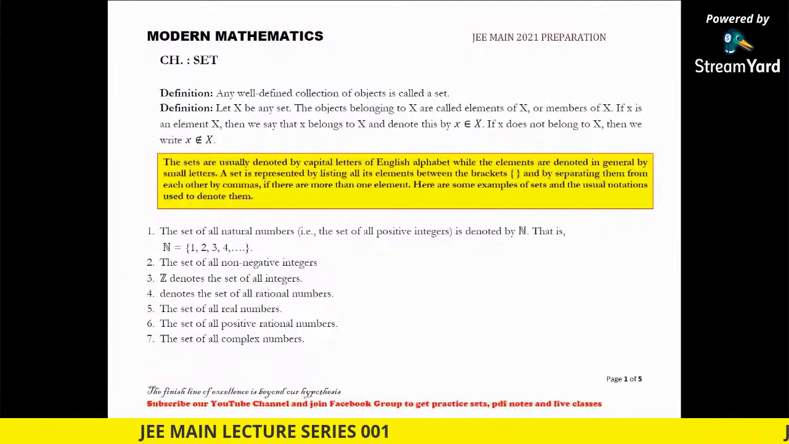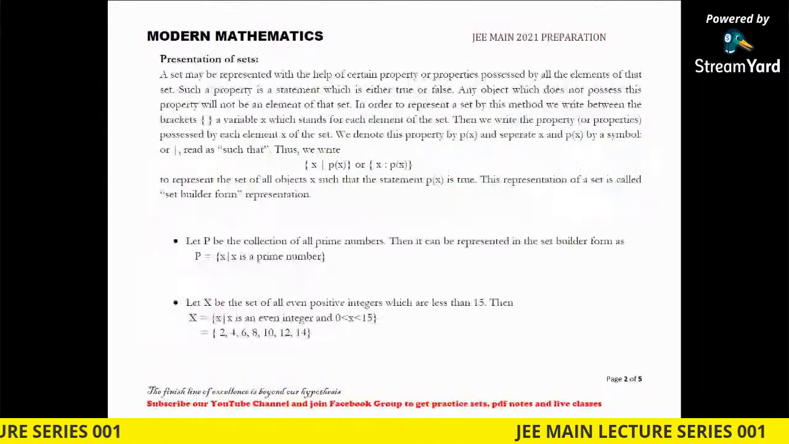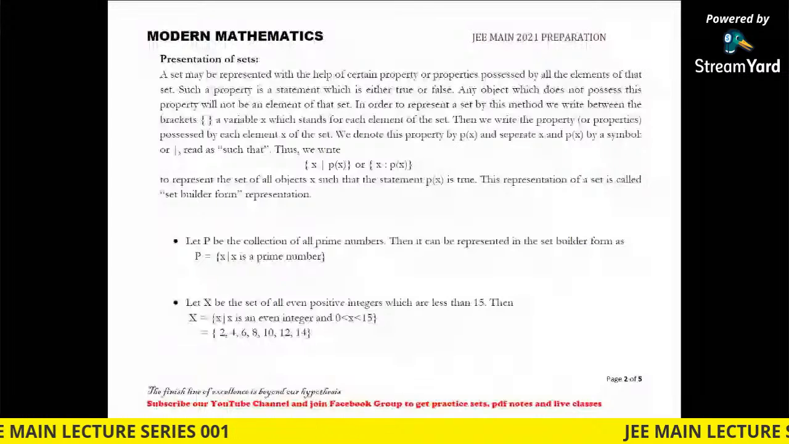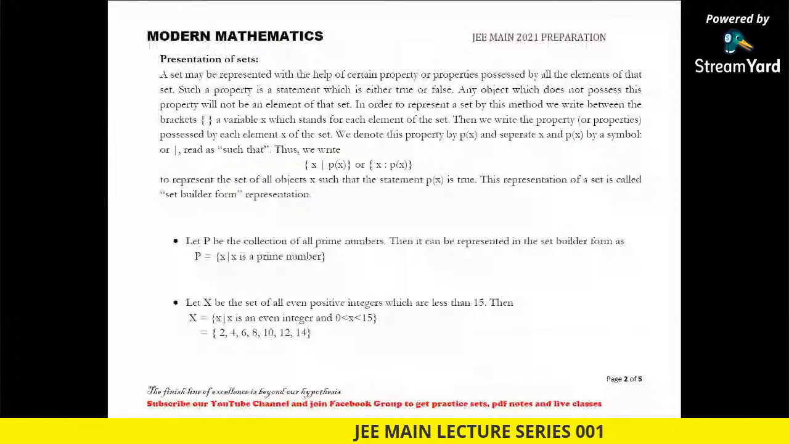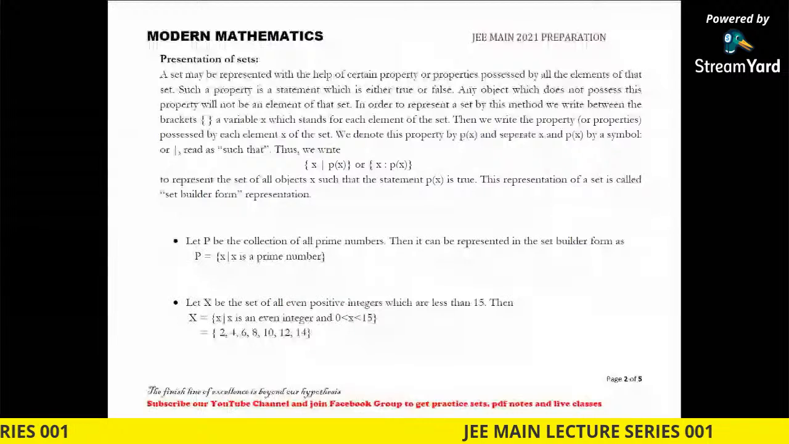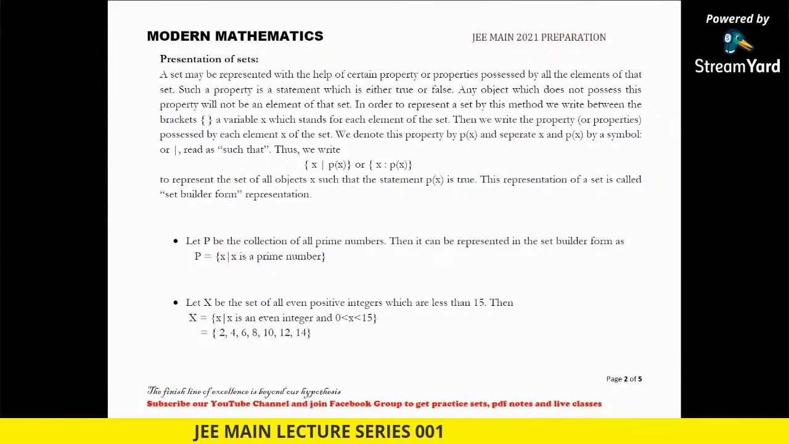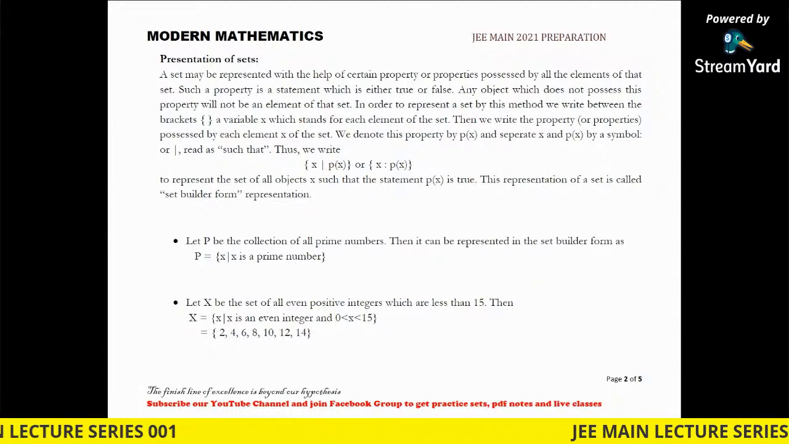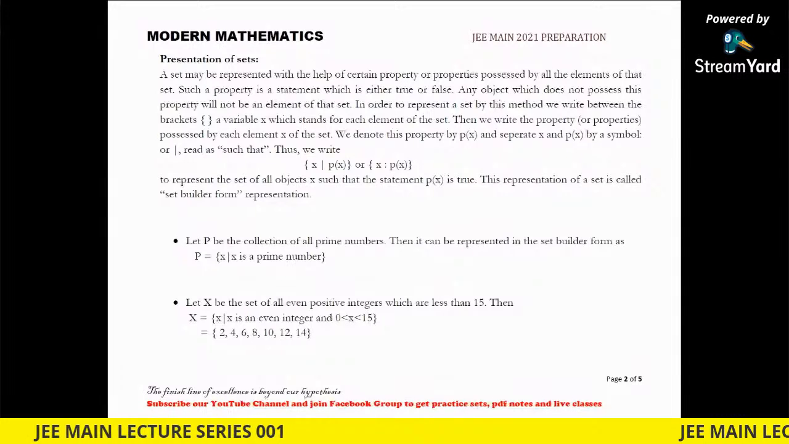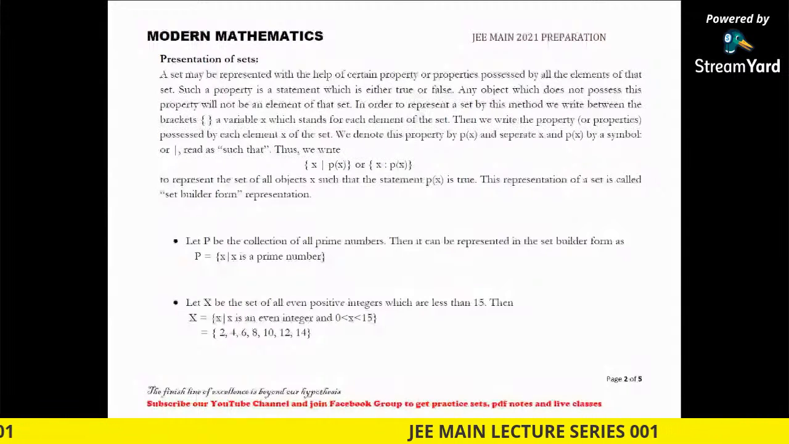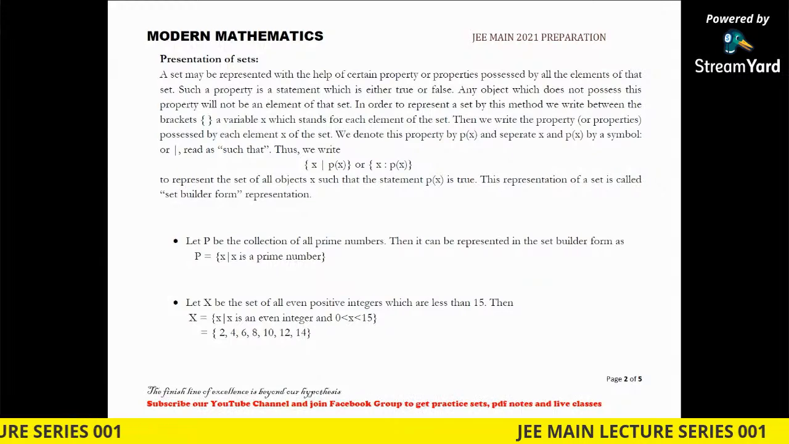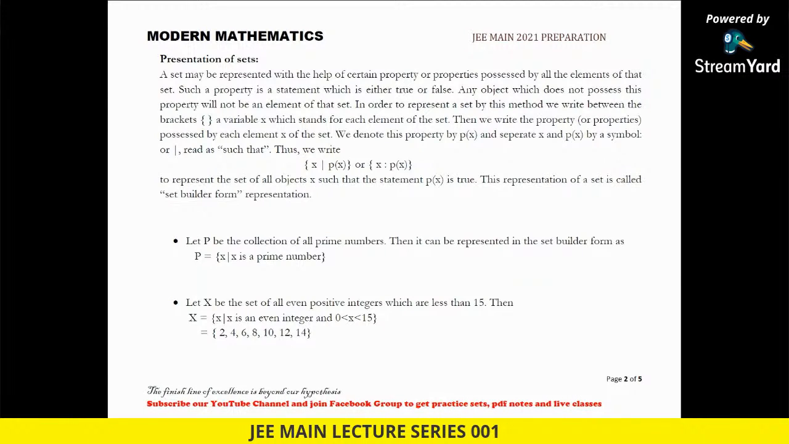Presentation of sets. A set may be presented with the help of a certain property or properties possessed by all elements of that set. Such a property is a statement which is either true or false. Any object which doesn't possess this property will not be an element of that set. To represent a set by this method, we write between brackets a variable x which stands for each element of the set, then a separator, then the property or properties possessed by each element x of the set.